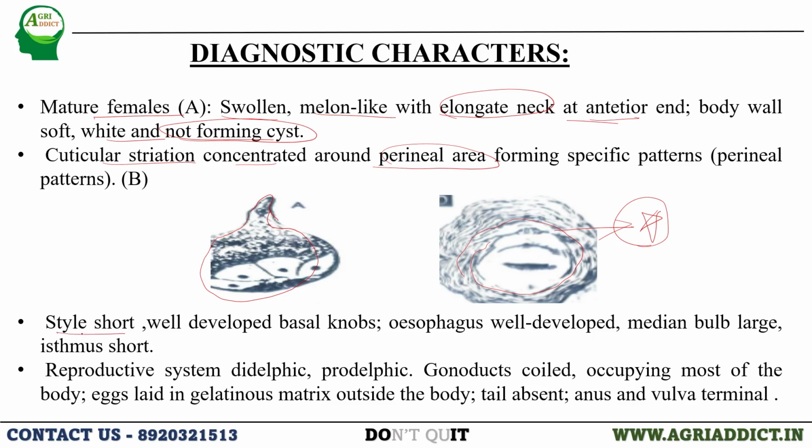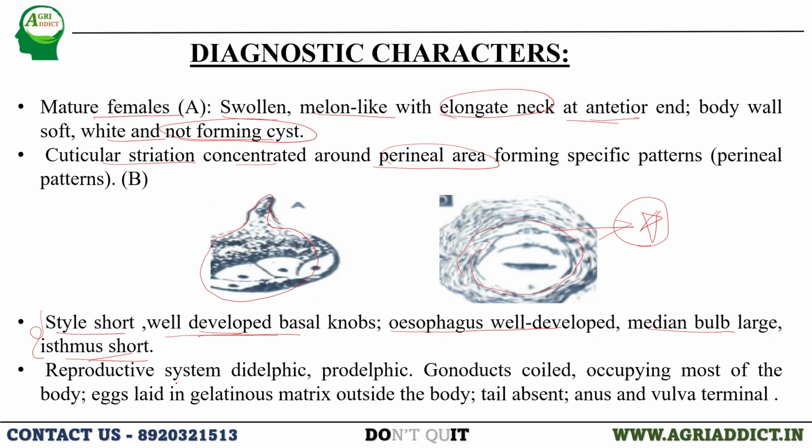Coming to the stylet, it will be very short in nature with well developed basal knobs, and the esophagus is well developed, the median bulb is large and the isthmus is short. These are self-explanatory taxonomical characters. We know that the stylet comprises conus, shaft and knobs. Here the basal knobs will be well developed, the esophagus well developed, the median bulb large and the isthmus short in nature.